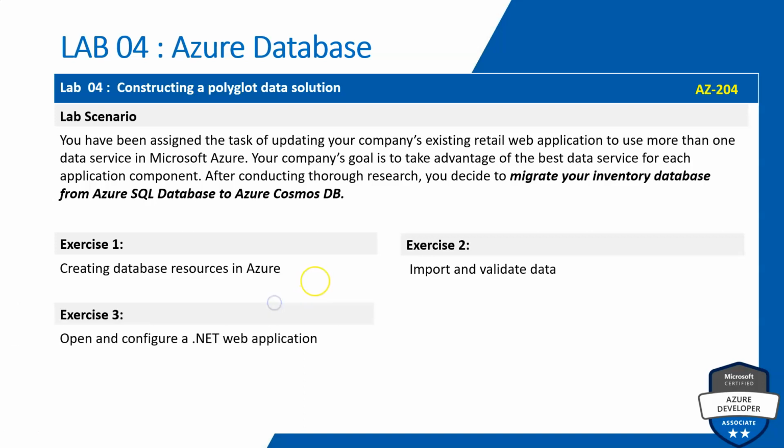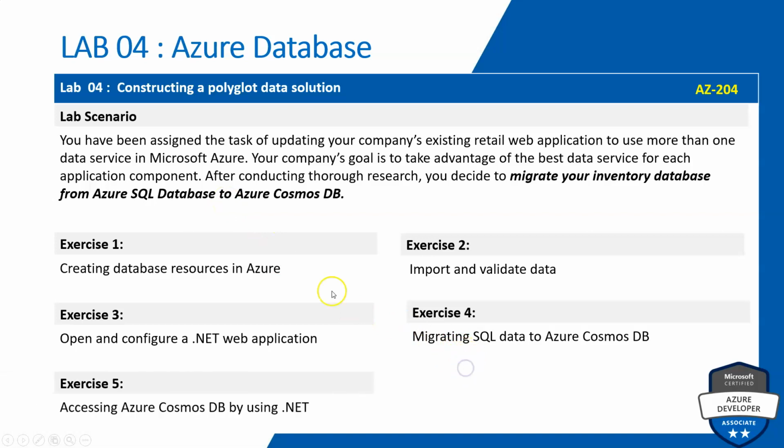Okay. In exercise 3, we will be creating a .NET web application that will make use of our resources and data that we created in exercise 1 and in exercise 2. Okay. In exercise 4, we are going to migrate SQL data to Azure Cosmos DB. So that is the intention of our lab 4. So that will be covered in exercise 4.